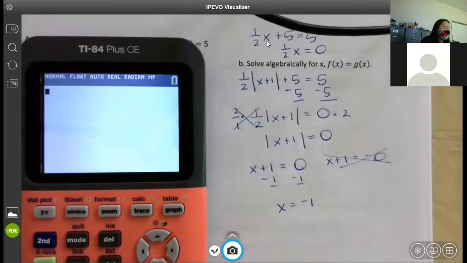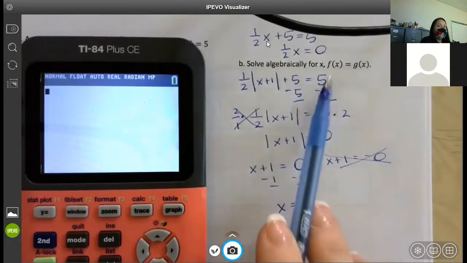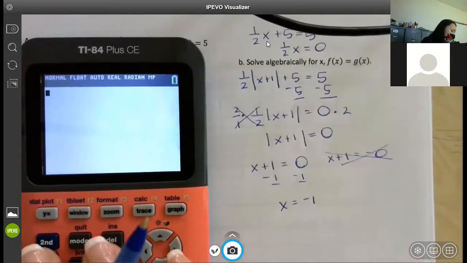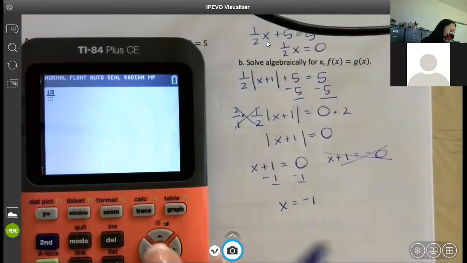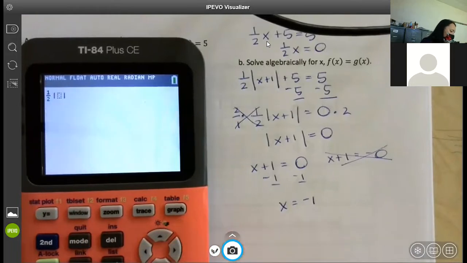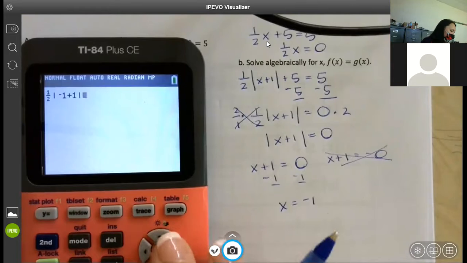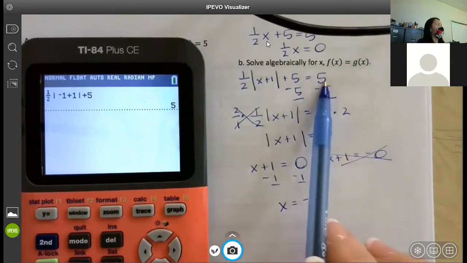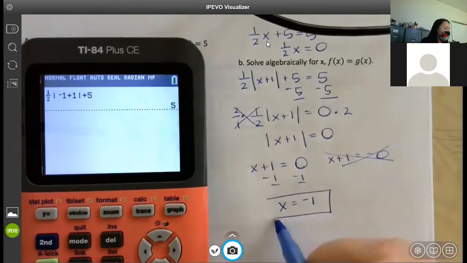What I told you is if we can plug it back into the beginning and it equals 5, that's going to be our answer. So we had 1/2 absolute value. Instead of x, I'm going to put in negative 1 plus 1 and then plus 5. Did it give us positive 5? Then this is a solution.